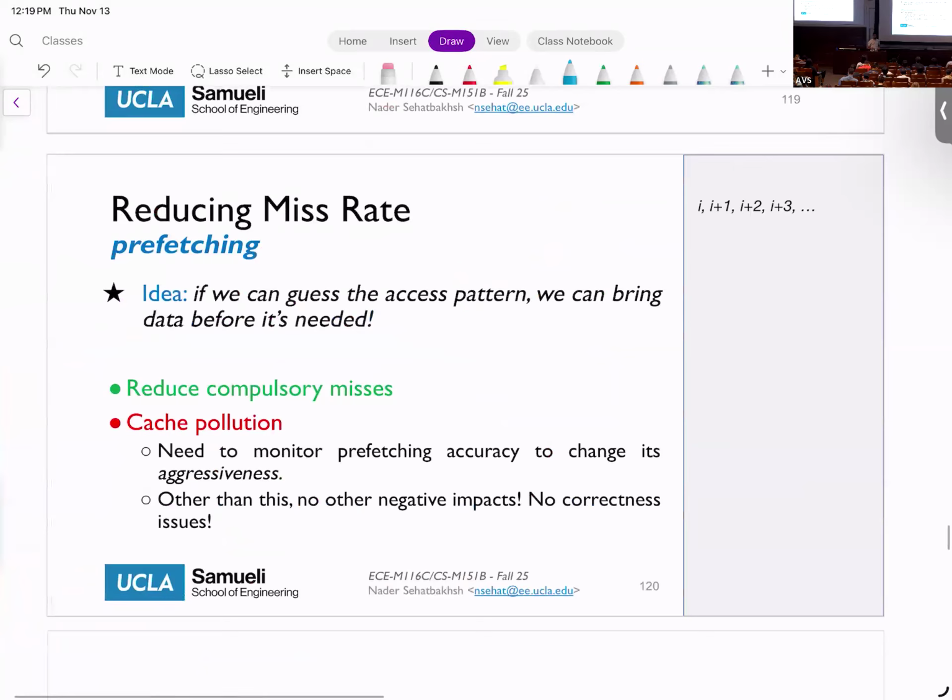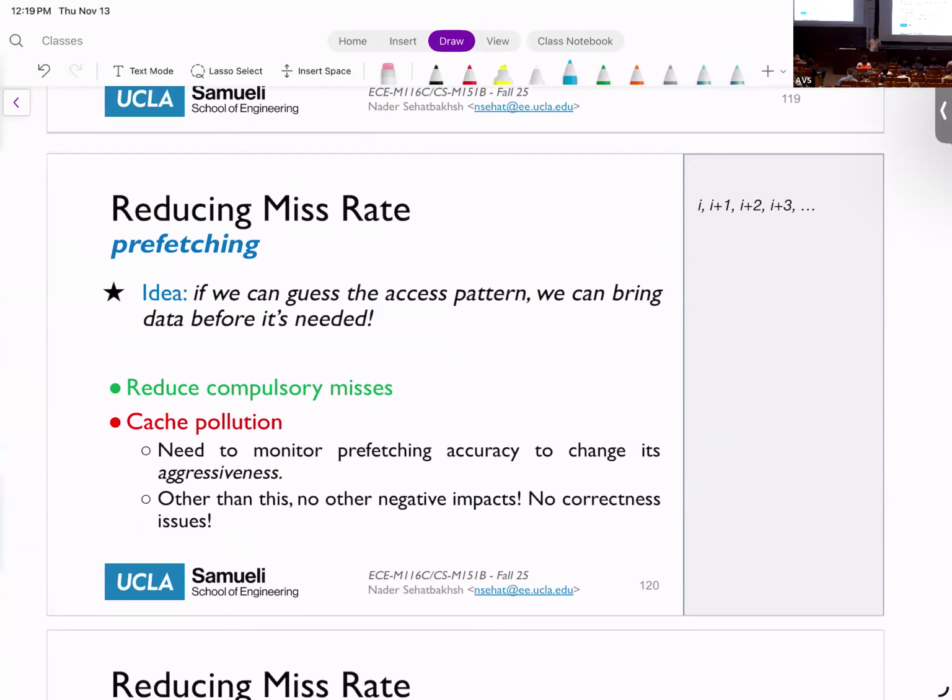So to summarize, a prefetcher helps you with predicting the access patterns, bringing the data right in time, and reducing compulsory misses. But on the other hand, the downside is cache pollution.